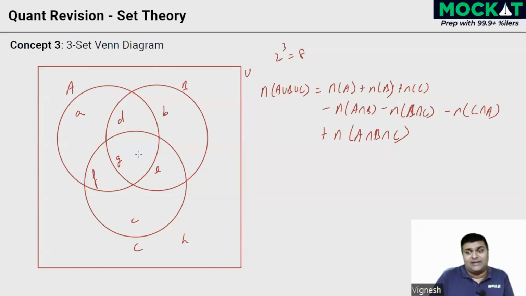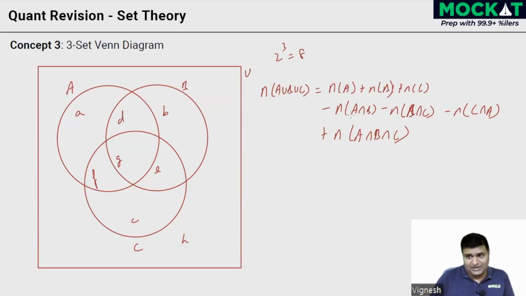And when they all get cancelled, you will be left with just A, B, C, D, E, F, G once, right? All appearing once. Or another way to look at it, when I'm adding N of A, N of B, N of C, the regions which are going to come twice are going to get double counted. It's a part of N of A and N of B.